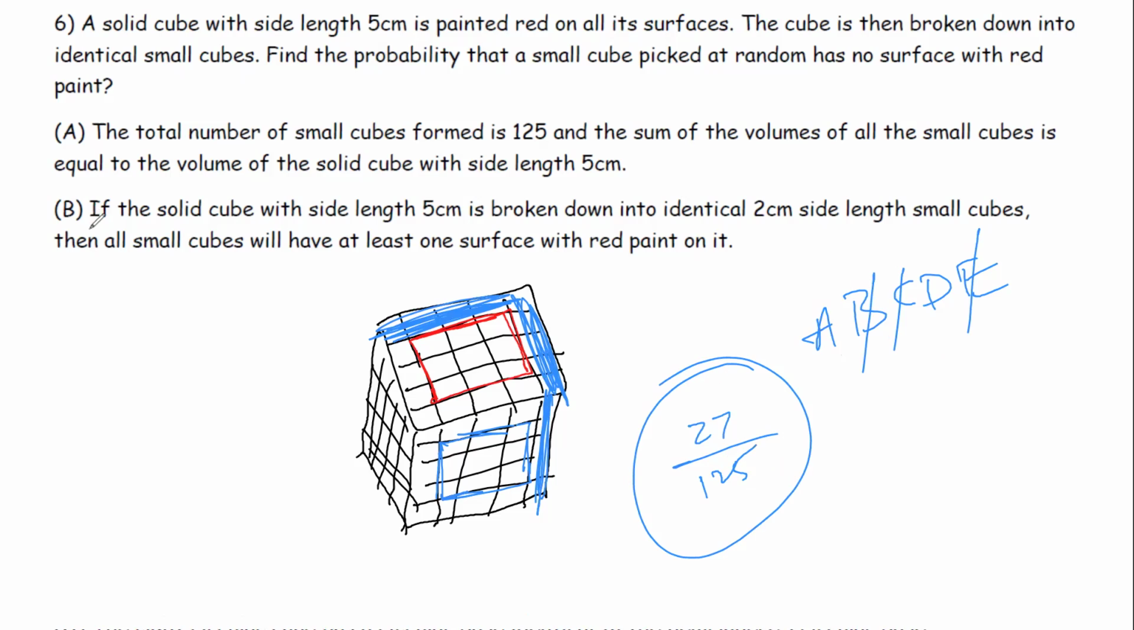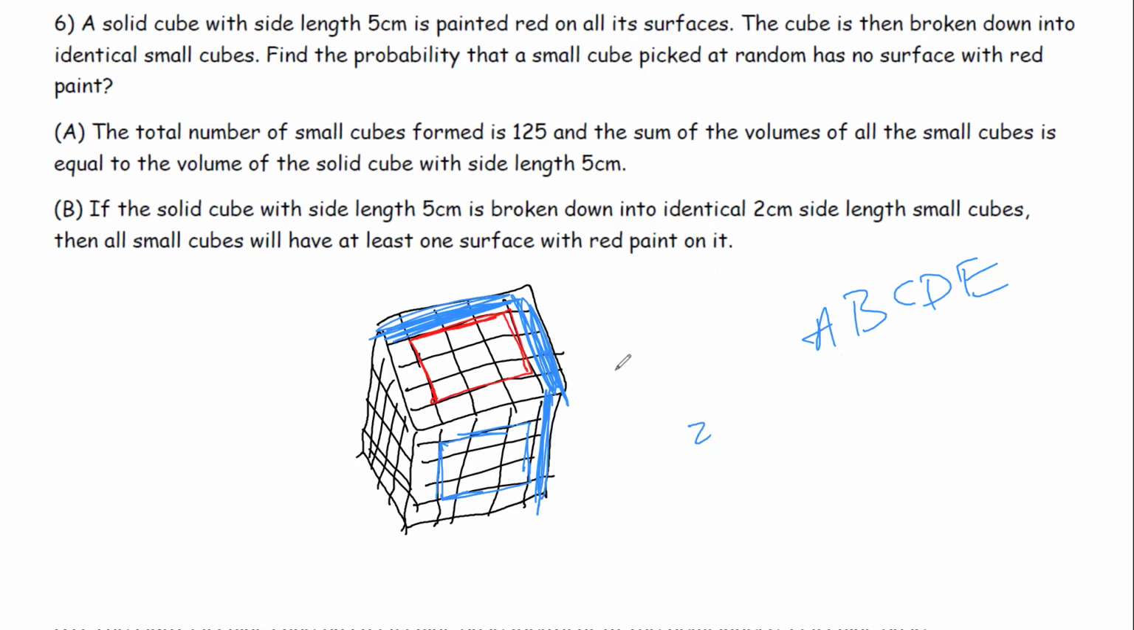Now, second statement. If the solid cube with side length 5 centimeters is broken down into 2 centimeter side length small cubes, then all small cubes will have at least one surface painted red on it. So let's go back on this same drawing out here.